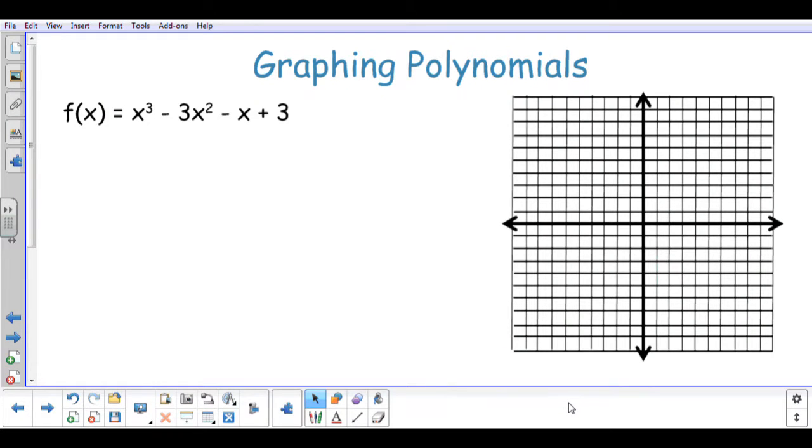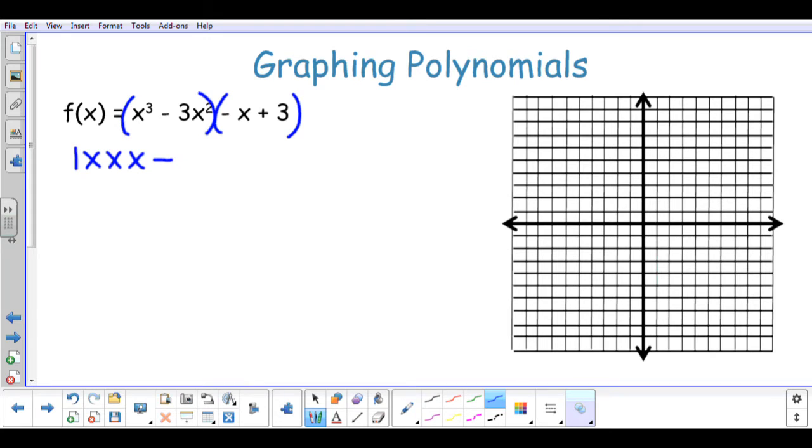When we graph polynomials, the first thing we want to do is factor the equation. So here I have 4 terms, so I'm going to group the first 2 and I'm going to group the last 2. I'm going to break apart my x to the third, subtract 3x squared so I can see what they have in common. So I have a 1 with 3 x's and I have a negative 3 with 2 x's. Both terms share 2 x's, so I have an x squared in common, leaving me with an x subtract 3.